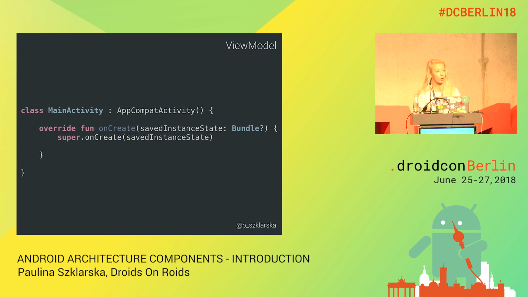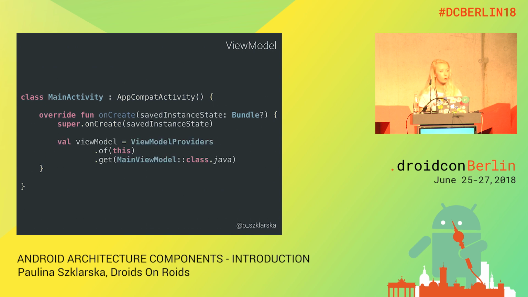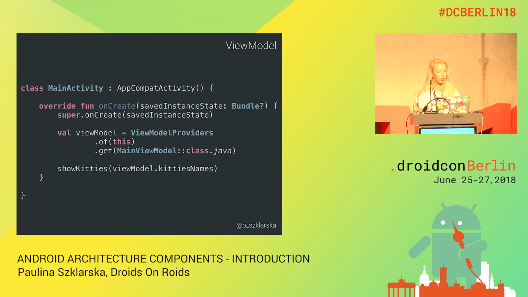Yeah, and to use a ViewModel in an activity, we need to use the ViewModelProviders class. And that's where the magic happens under the hood, so we don't need to create this ViewModel on our own, and we don't need to handle its lifecycle. It will be done by the library. So thanks to this, we can just get some data that we stored previously in a ViewModel, and we can show this, for example, on a UI.